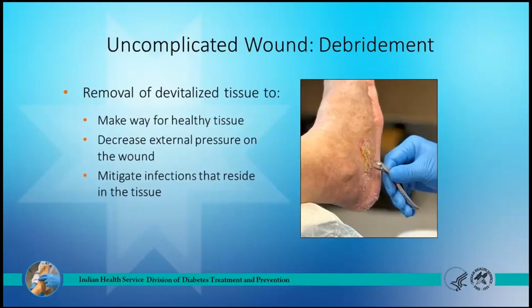Debridement of the uncomplicated wound, you're really trying to remove the devitalized tissue. It makes way for healthy tissue to migrate in. You decrease the external pressure on the wound, and it could be something like a hypertrophic tissue that keeps on putting pressure on the same side of the wound. And again, it will not heal when that pressure is there. And then, of course, with all of these, you need to mitigate the infection that potentially resides in the tissue.